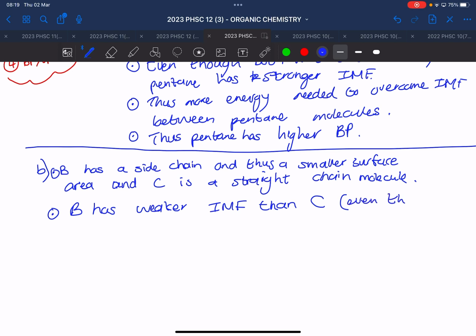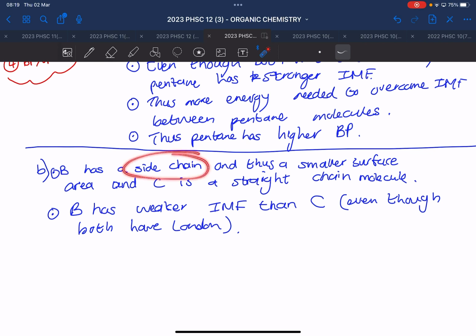Even though both have London forces, B is weaker because it has a side chain, but we already said that it has a side chain. What's another word for side chain? Something group. Alkyl group. So you can either speak about an alkyl group or a side chain.